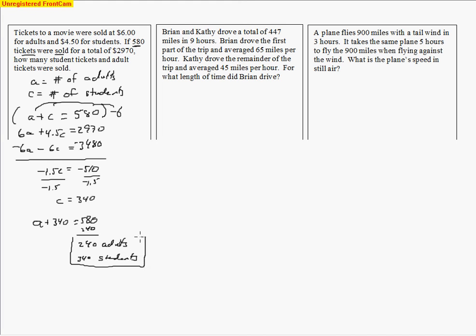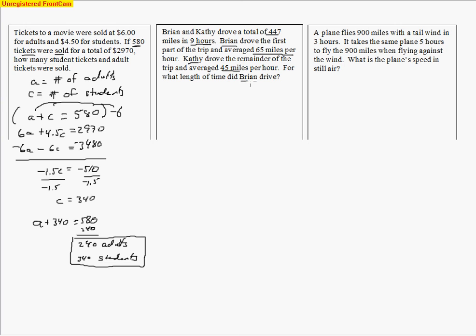And so moving on to the next problem here, it says Brian and Kathy drove a total of 447 miles in 9 hours. Now these are totals, and so we'll have to use that concept to help us write some equations. Brian drove the first part of the trip, averaged 65 miles an hour. That's going to be important. Kathy drove the remainder, averaged 45 miles per hour.